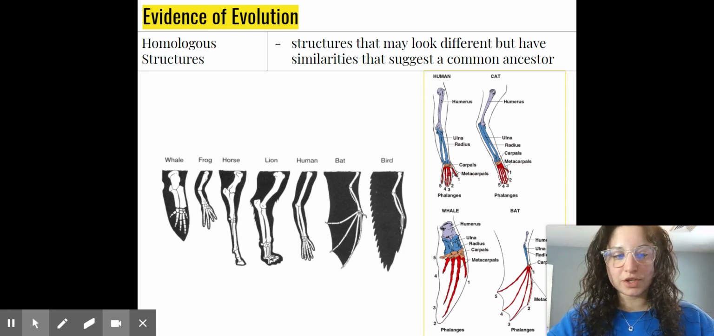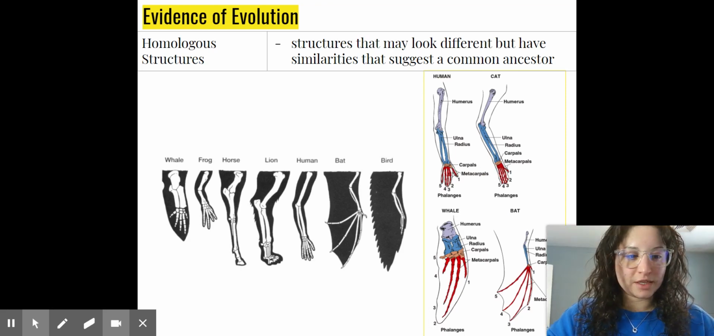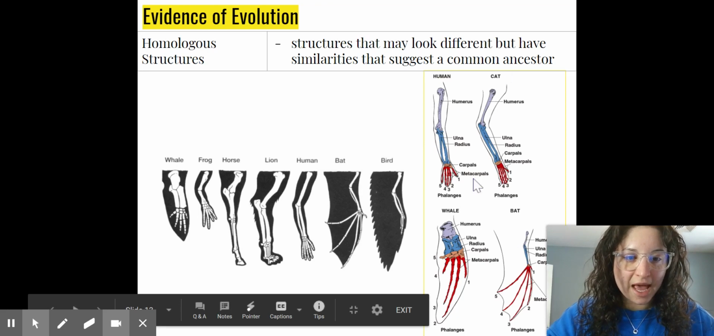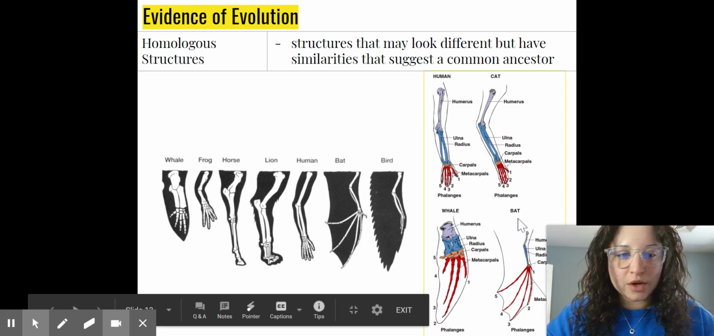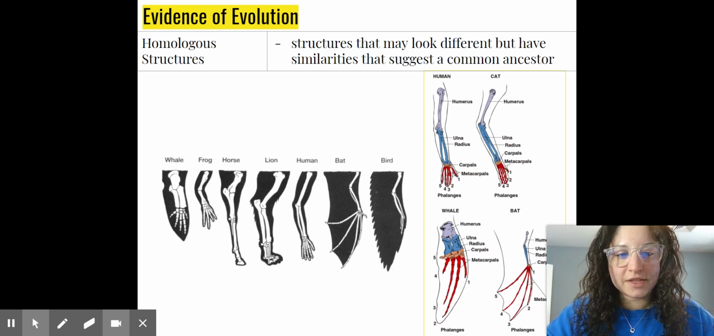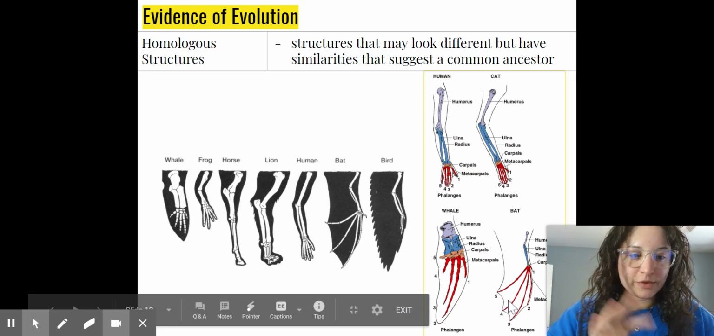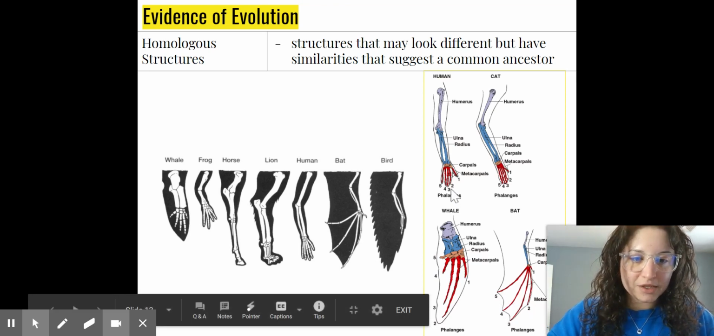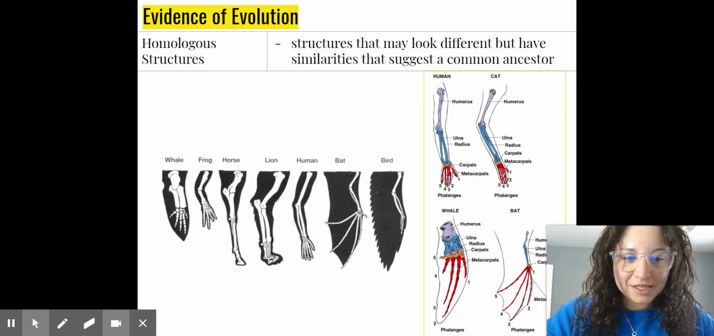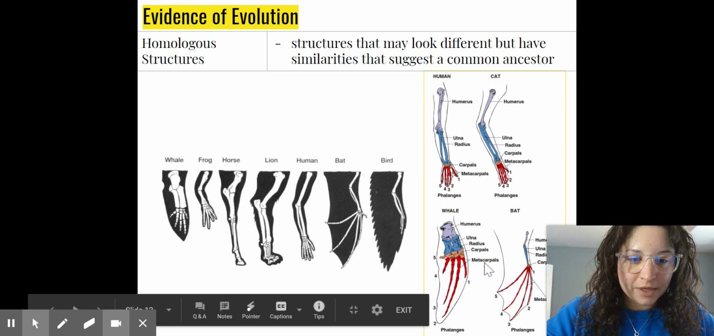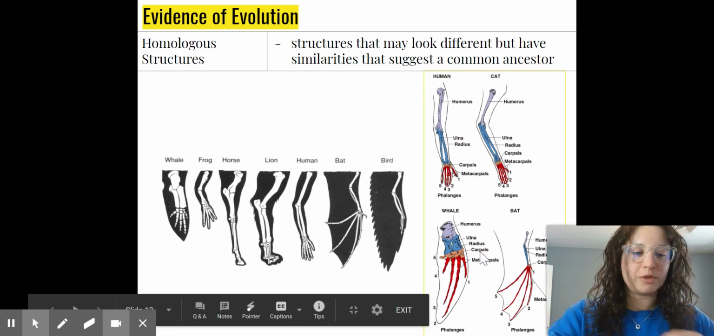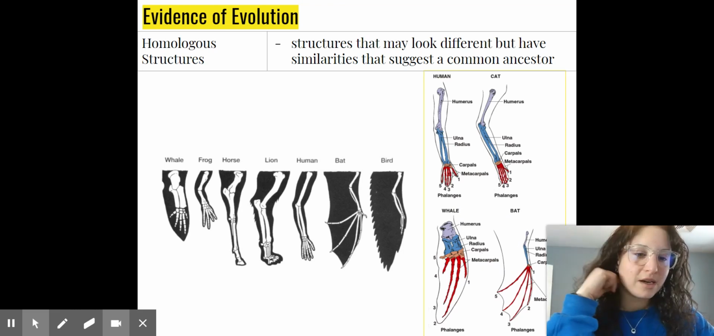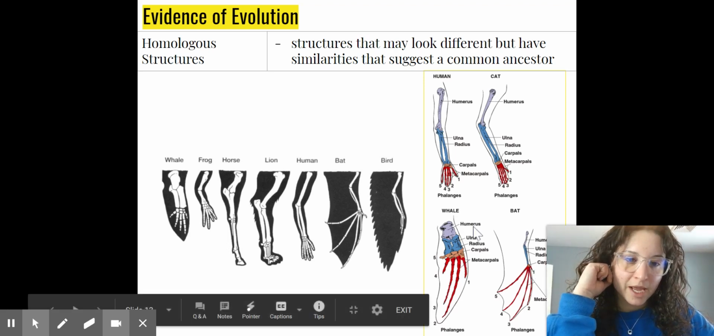If we look at the bone structure in the arm of some different organisms, such as the human, the cat, the whale, and the bat, what you'll notice is that the organization of the skeleton is very, very similar. So we have the phalanges, which are your fingers down here in red. So we all have similar phalanges and the same number of phalanges. You then have the metacarpals and the carpals, which would be the bones in your wrist right here. So we can see that in the bat, in the whale, in the cat, and in the human.